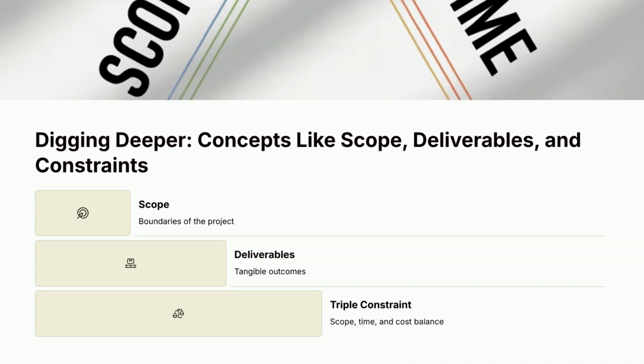Now, let's delve deeper. Scope defines project boundaries, deliverables are the tangible results, and the triple constraint, scope, time, and cost, balances everything. For example, in a software development project, scope is the feature set, deliverables are the final code, and constraints ensure it's on time and budget. This provides context for managing expectations.